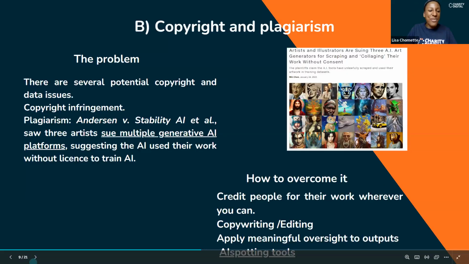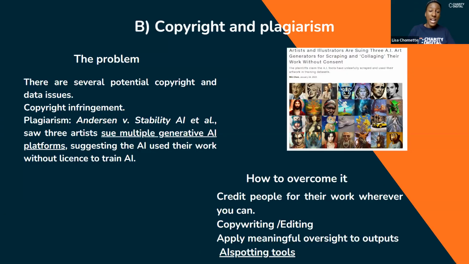Slide. The second ethical concern is copyright and plagiarism. There are several potential copyright and data issues, and obviously copyright is one of them. There have already been claims. You might have heard of Anderson versus Stability AI and others, which saw 3 artists sue multiple generative AI platforms, again images, because they suggested that the AI used their work without license to train it.